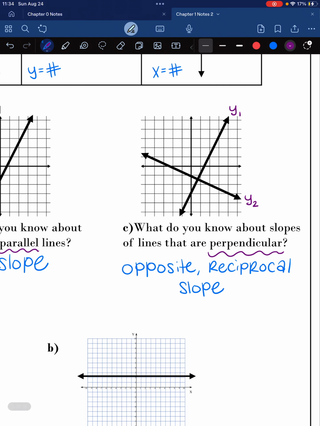So what that would look like is that the slope of m2, or like from y2 there, so that second slope is going to be -1 over m1, is a mathematical or an algebraic way to show the opposite reciprocal slope.